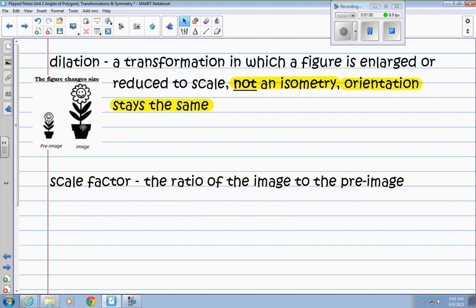If we flipped that and we made the pre-image the bigger one and the image the smaller one, then our scale factor would have to be less than 1. So if our figure gets smaller, if it gets reduced in size, the scale factor is going to be less than 1. So some kind of fraction like 1/2, 2/3, 3/4, 1/4, something like that. And if our figure gets bigger from the pre-image to the image, then our scale factor has to be greater than 1.